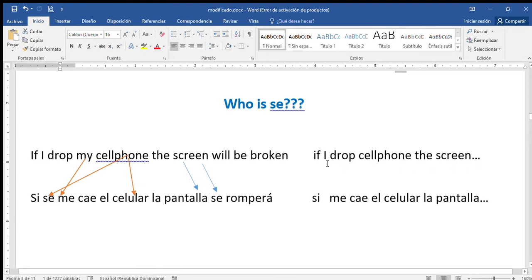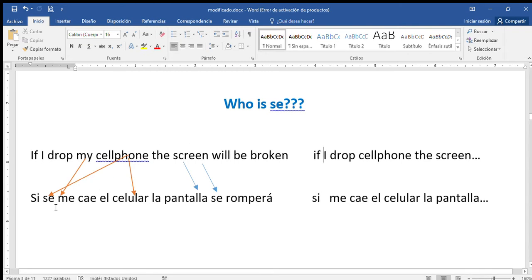It won't make any sense because you're missing "me." Now, I'm not saying that "me" means "se." I'm just saying that if you miss "me" right here, the sentence won't make any sense. The same thing happens in a lot of sentences in Spanish. If you don't have "se," the sentence won't make any sense.